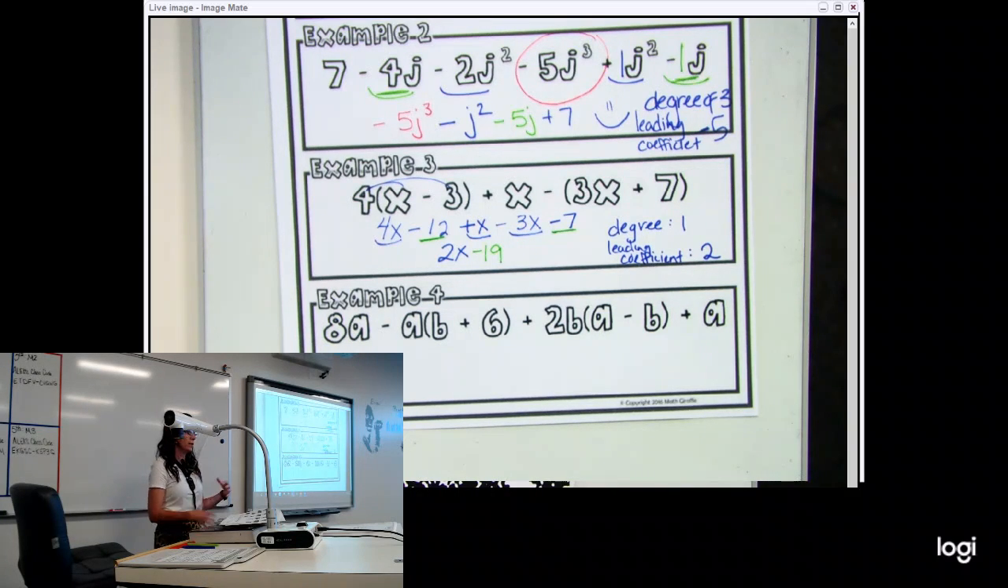Is the microphone okay with the mask on? Okay. With the shield on, I guess I should say.